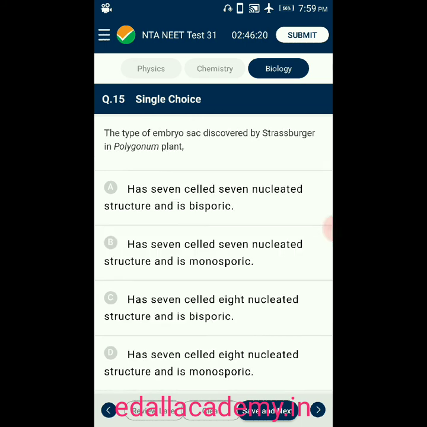Question number 15. The type of embryo sac discovered by Strasburger in the Polygonum plant. The 7-celled, 8-nucleated type of embryo sac is known as the Polygonum type because it was discovered by Strasburger in the Polygonum plant. It is the most common type in angiosperms. It develops from a single megaspore, so it is also known as a monosporic embryo sac. So the answer for this question is option D, 8-nucleated and monosporic.